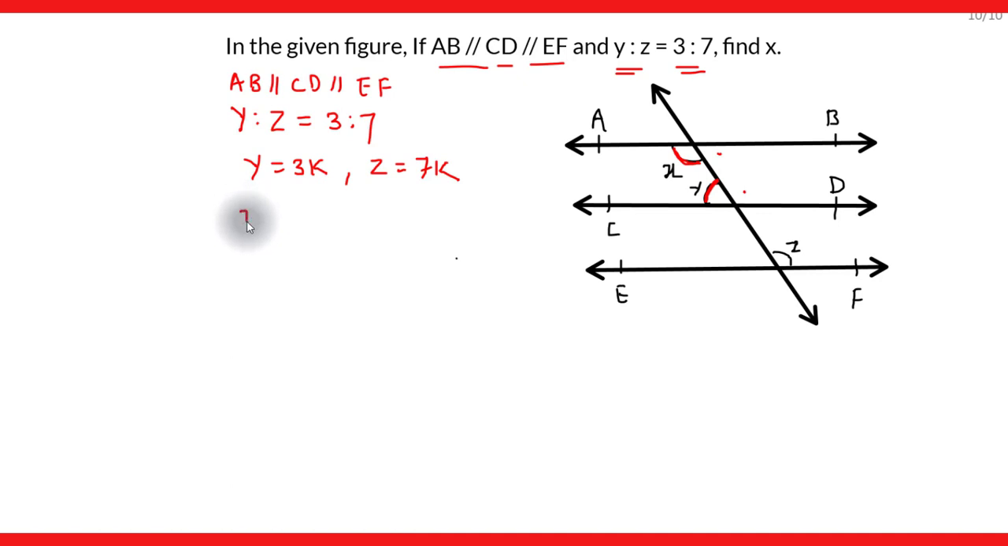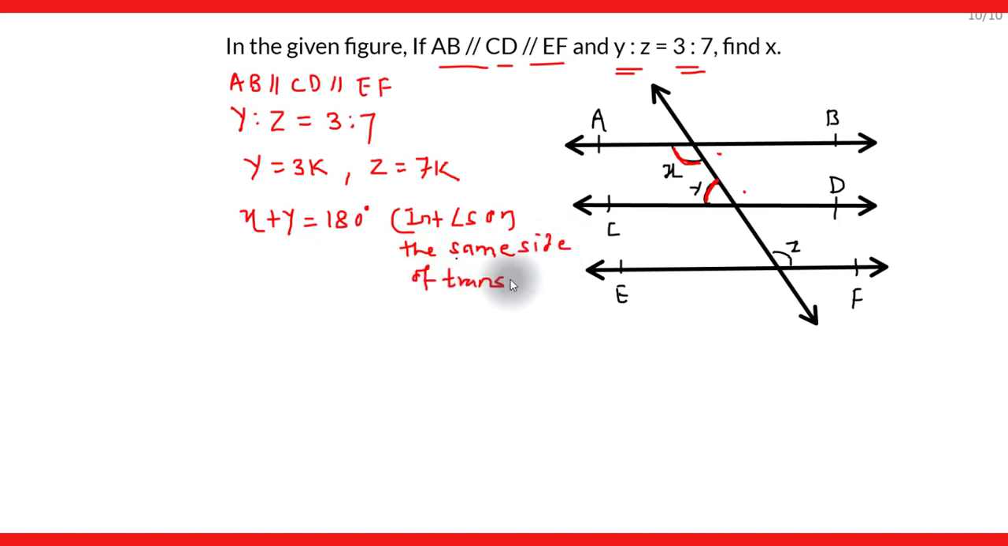So here we can write that X plus Y is equal to 180 degrees, because the reason is interior angles on the same side of the transversal. Now this is X plus Y is equal to 180 degrees.